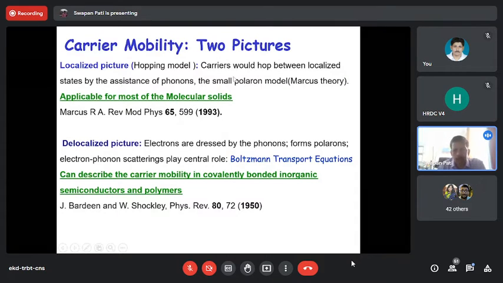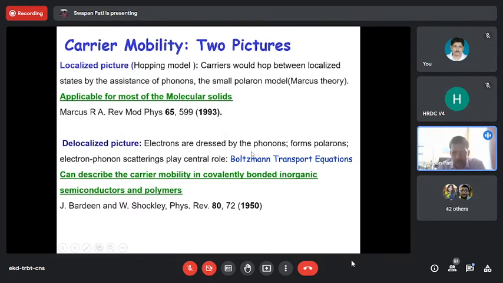It's a small polaron model, which is given by Marcus theory, by Rudolph Marcus, a Nobel laureate, in Reviews of Modern Physics. This is applicable for most of the molecular solids. Then there is another one called the delocalized picture.